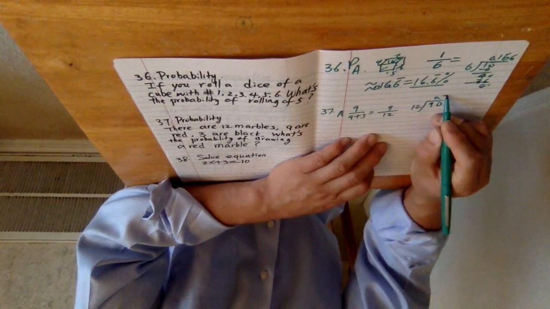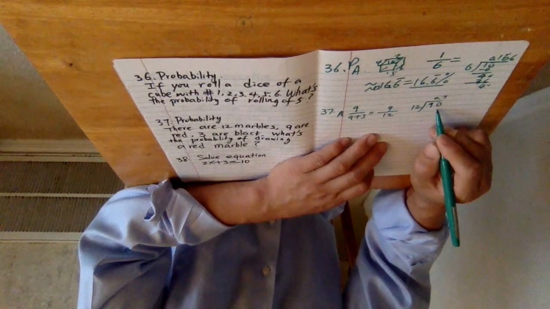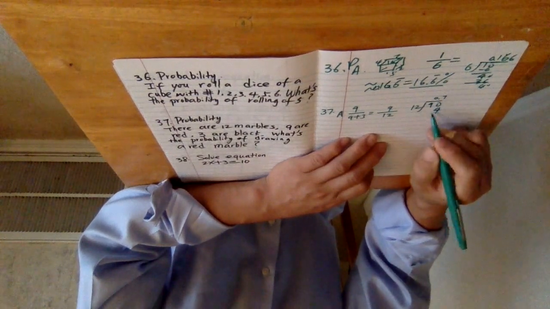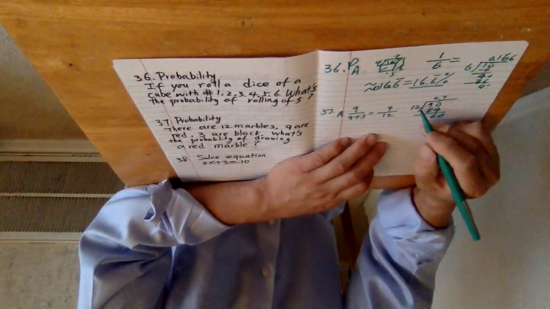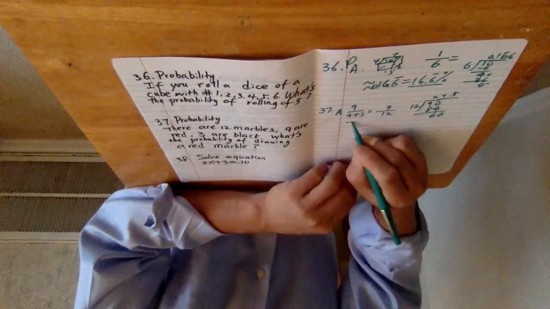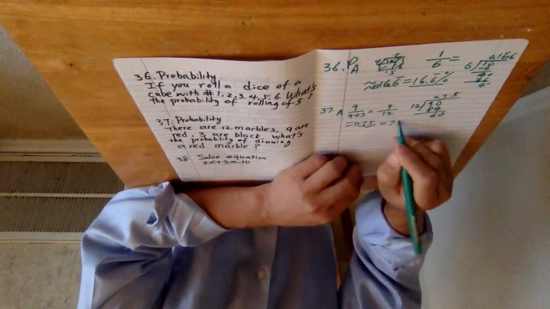12 times 7 is 84, plus 1 is 85 and 5 times 12 is 60, so it will be 0.75, or move the decimal 2 places to the right, which will be 75%.